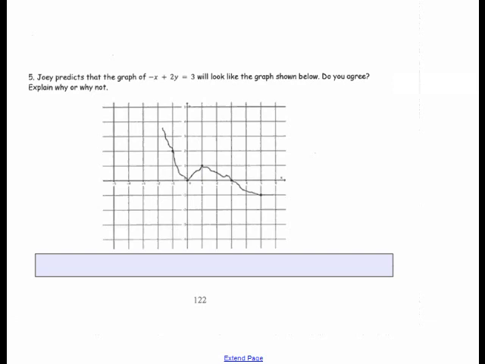So I'm going to write the equation, negative x plus 2y equals 3. And I'm going to check and see if (0, 0) is a solution. I'm going to substitute 0 for x. I'm going to substitute 0 for y. And check and see if it does in fact equal 3. The opposite of 0 is 0. 2 times 0 is 0. 0 plus 0 equals 0. 0 does not equal 3. So this is not a solution.